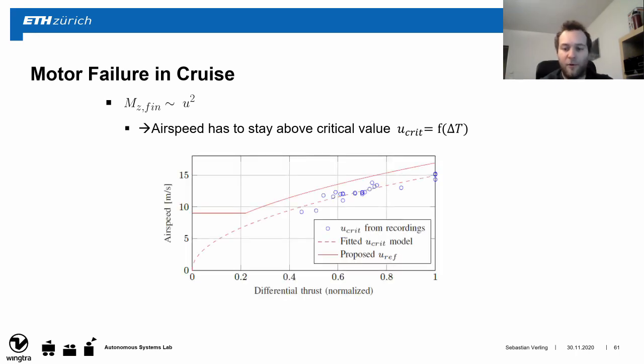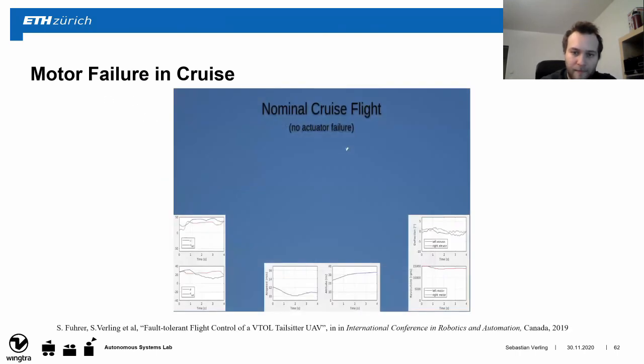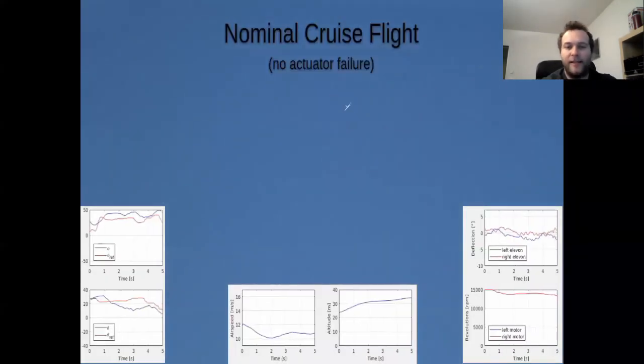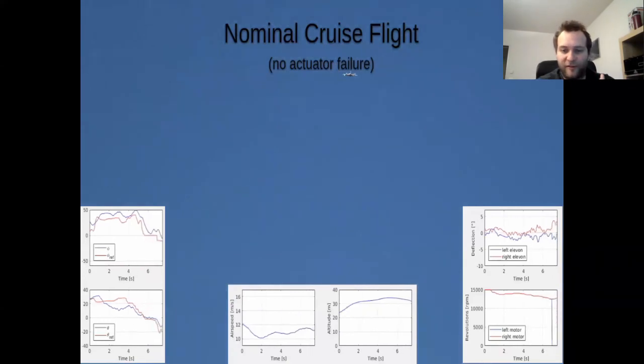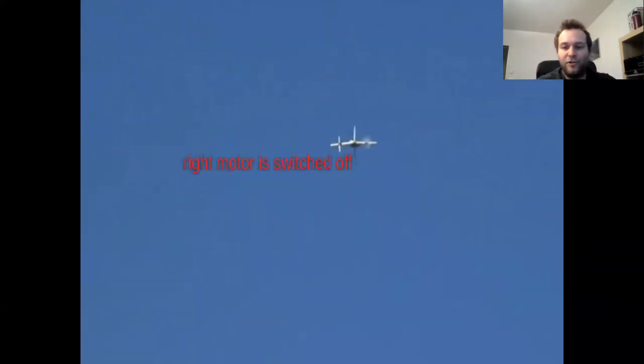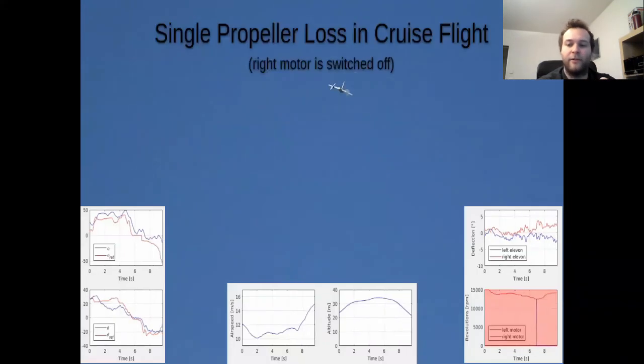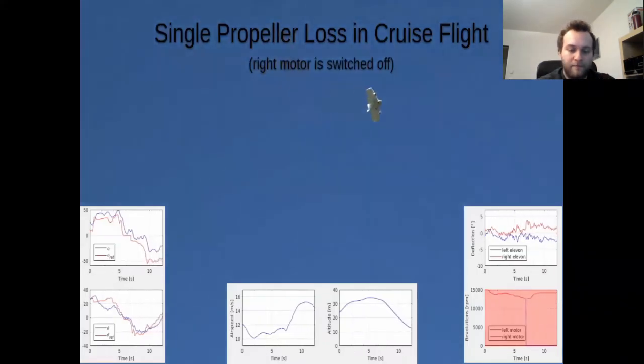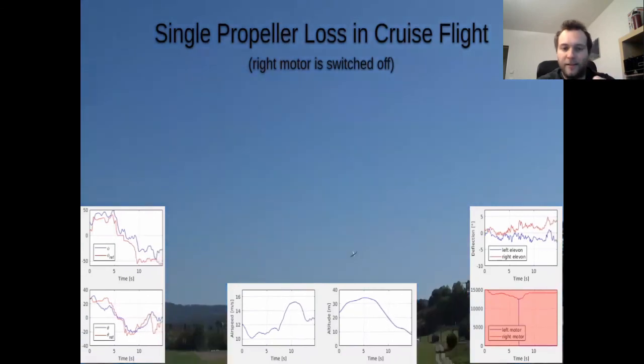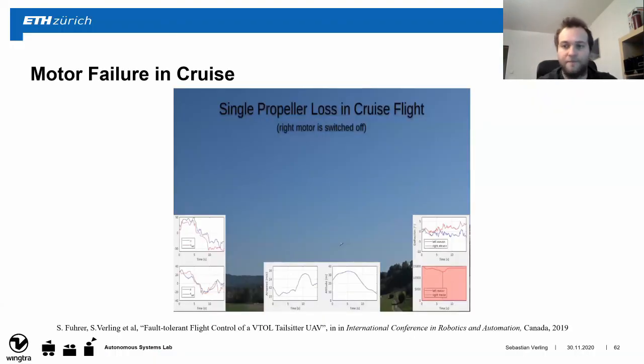Now here the blue circles correspond to the critical airspeed given differential thrust, which we measured experimentally. We then fitted the red dashed function to it, but in order to have some safety margin, we decided to go for the solid red line as our airspeed reference. Finally, here we can see the result of the controller in case of a motor failure. We can see that the attitude tracking is getting worse, but still stays within reasonable bounds. So we can still control the system, as you could see in this video.